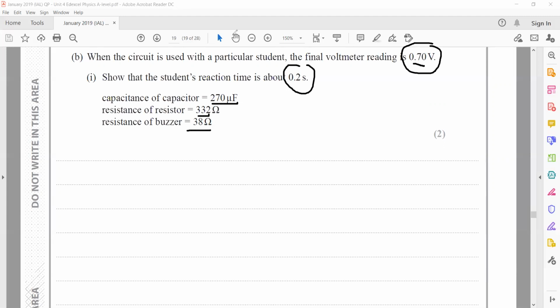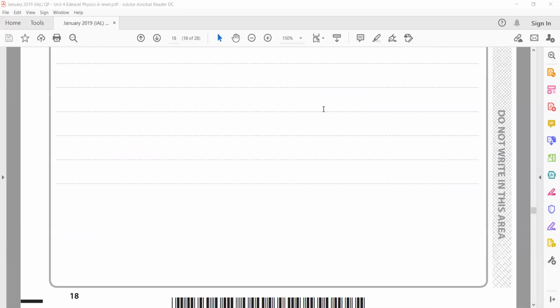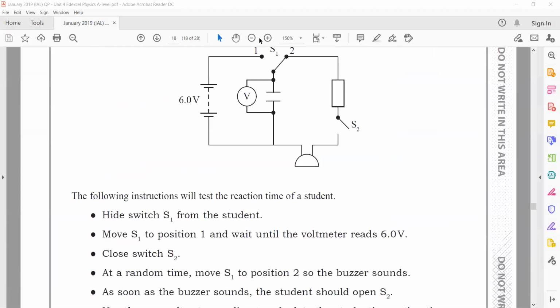So we need the total circuit resistance. What will be the total circuit resistance? As you can see, the resistor and buzzer are connected in series when the switch S2 is closed. So it means the total circuit resistance will be the sum of the resistance of the resistor and the buzzer.